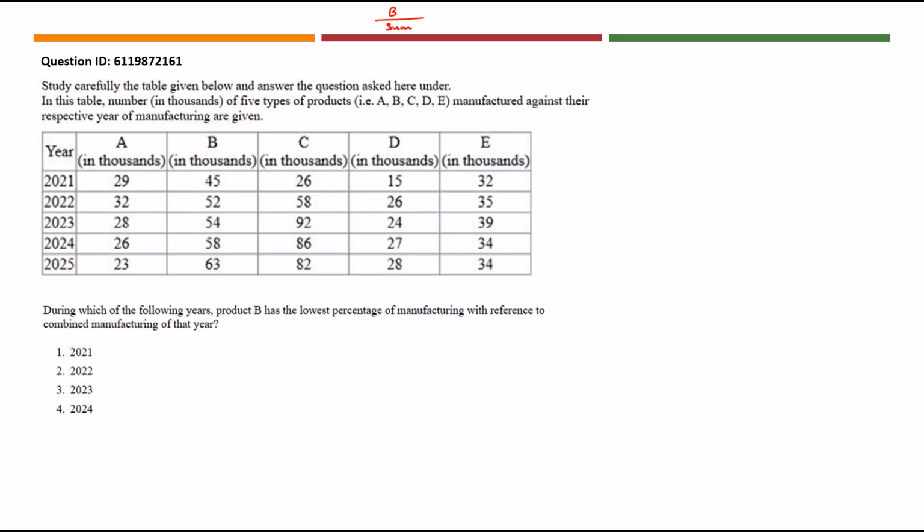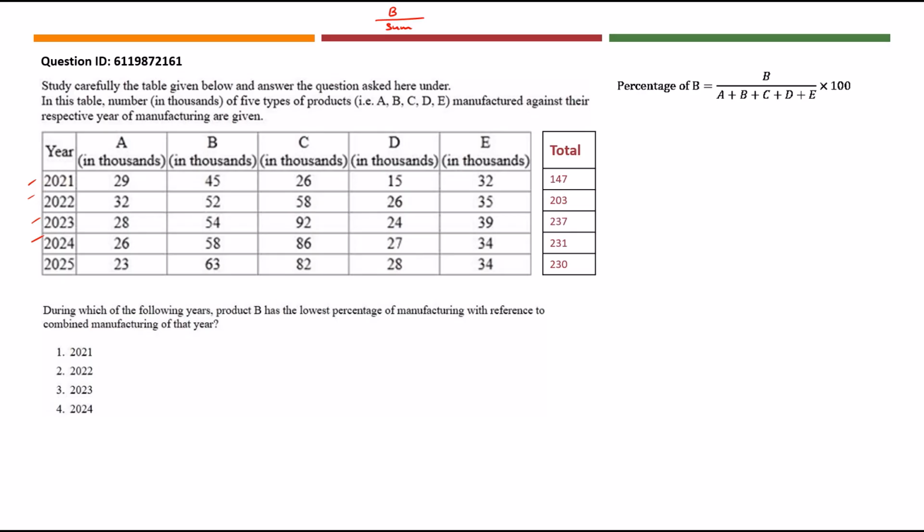So what years are taken into consideration? Only 2021, 22, 23 and 24. The option doesn't include 2025, so we need not calculate. The percentage of B is given by B divided by A plus B plus C plus D plus E, and in order to find the percentage, we are multiplying by 100 here. From the first question, I have taken the total. This is the denominator, A plus B plus C plus D plus E. 2021's total is 147, 2022's total is 203, 23's total is 237 and 24's total is 231.